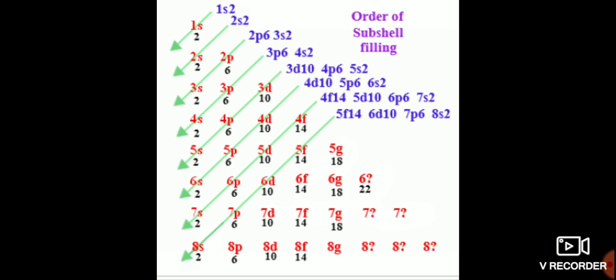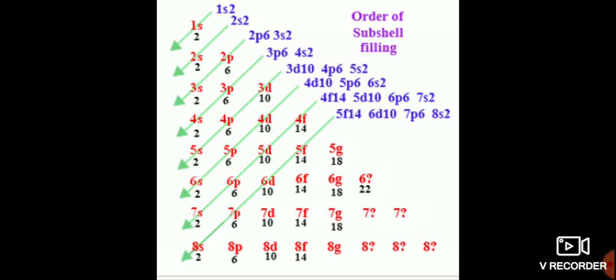In the second layer, the shell is L, with subshells 2s and 2p. The 2s subshell holds 2 electrons and 2p holds 6. So a total of 8 electrons is present in the second layer.